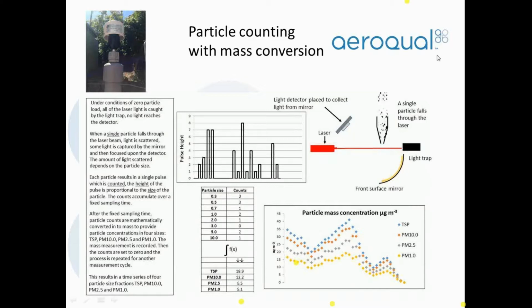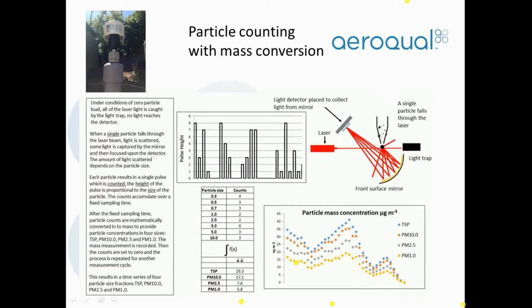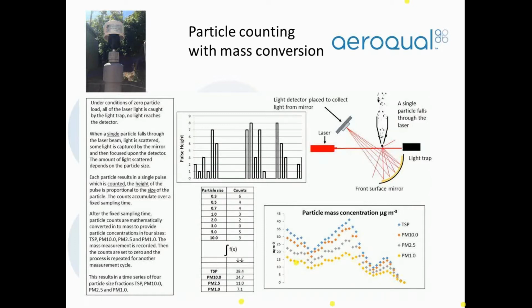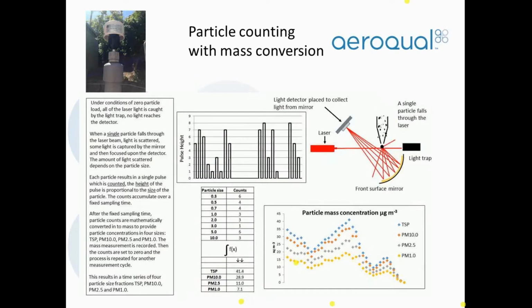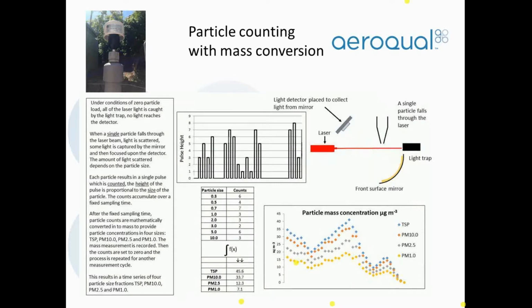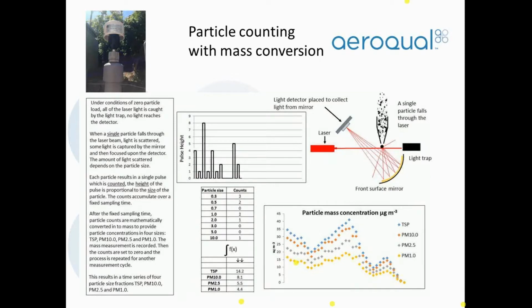So what I'd like to do now is have a look at the two most common optical techniques. One technique is often referred to as particle counting, and the other as nephelometry. I've tried to put together an animation on the screen which gives you an idea of how the particle counters work, and then in the next slide we'll have a look at how the nephelometers tend to work. With particle counting and nephelometry, the particles are made to pass through a collimated laser beam.